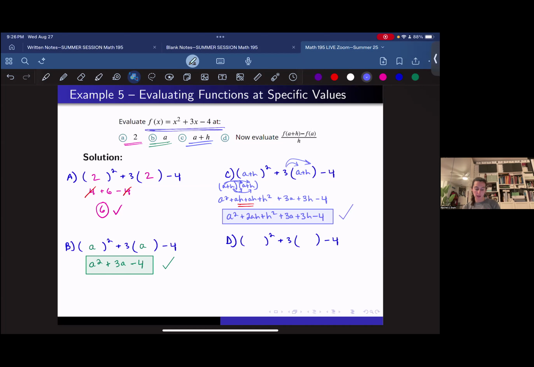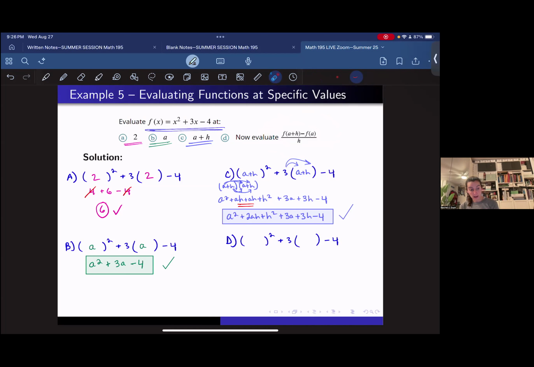And then last but not least, we're asked to evaluate this whole expression, which, you'll soon learn when you eventually get to calculus, is part of the definition of a derivative. It's just that we don't have that limit as h approaches 0 in front. So how do we evaluate this?